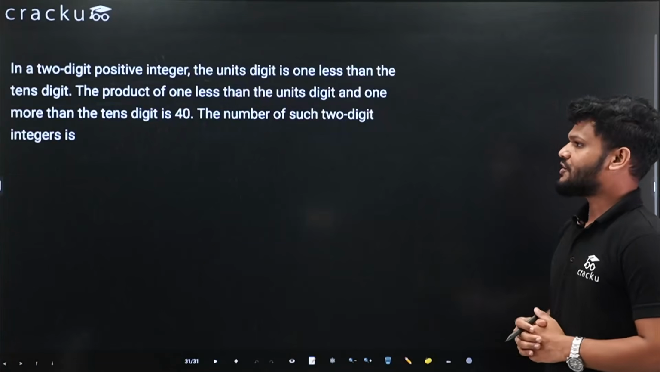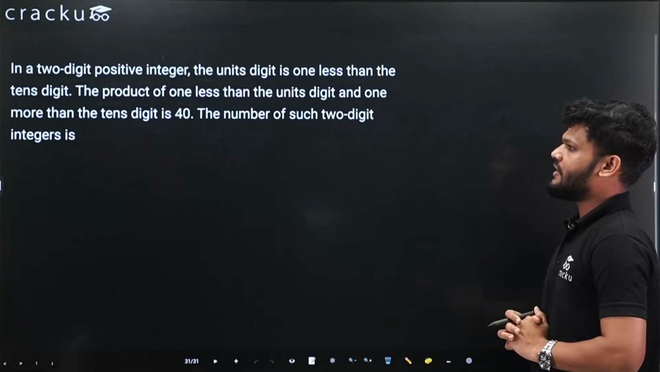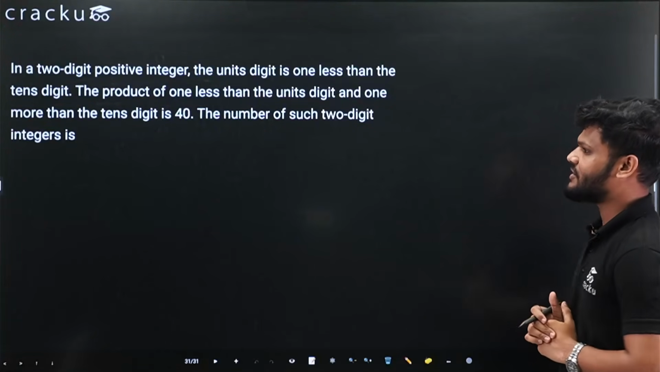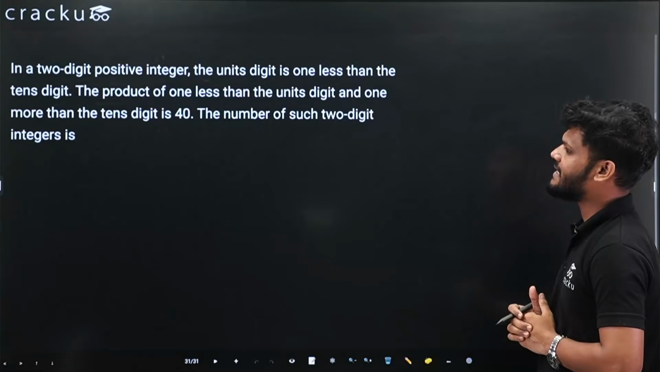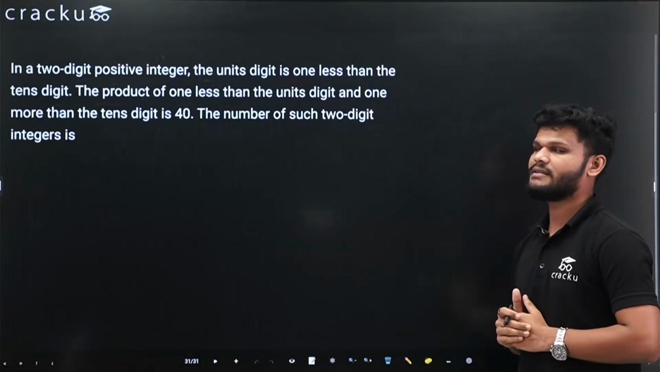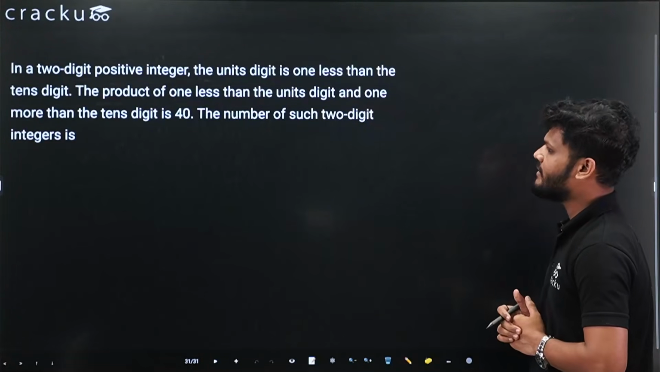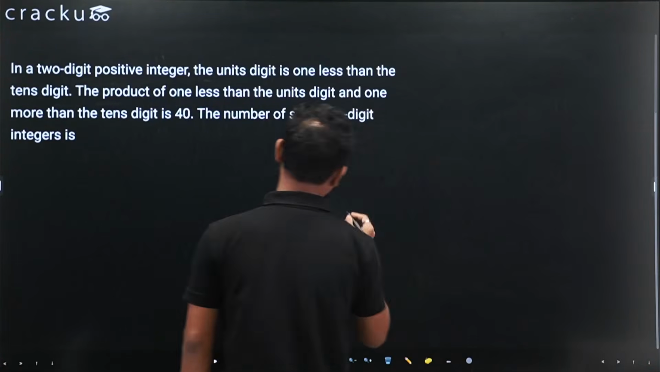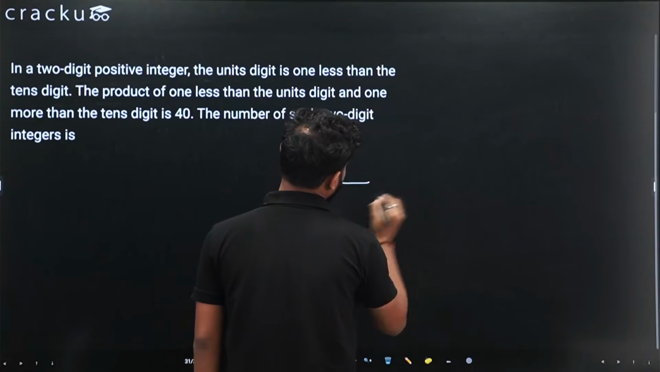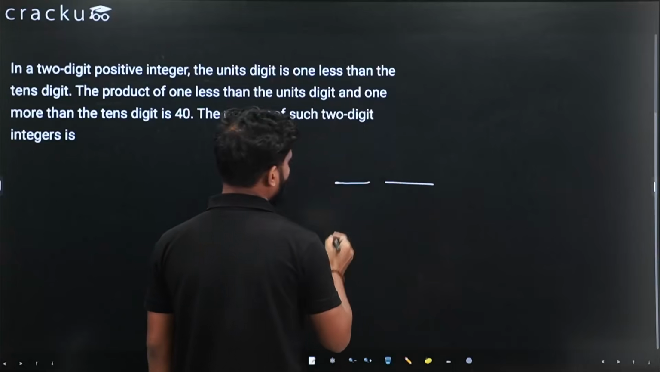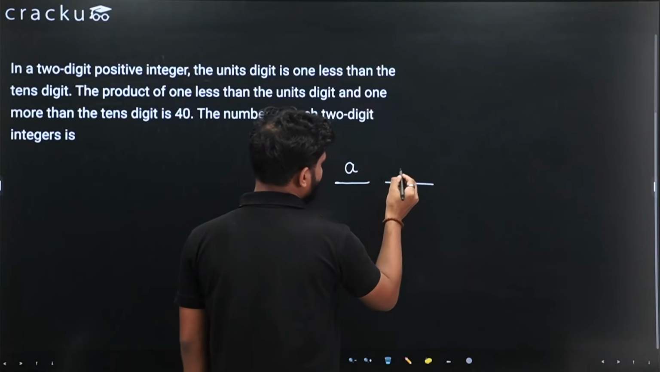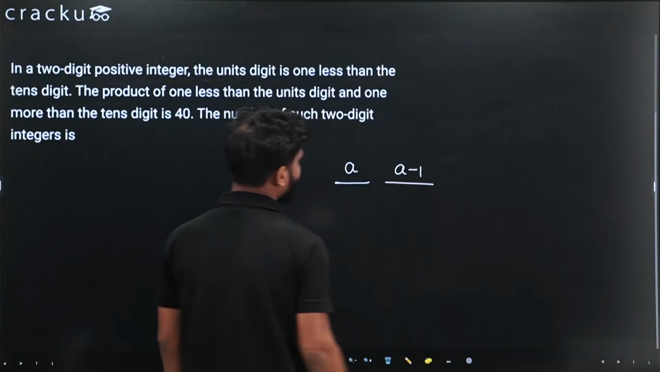Let us look at this question. In the 2-digit positive integer, the unit digit is 1 less than the tens digit. The product of 1 less than the unit digit and 1 more than the tens digit is 40. The number of such 2-digit integers is what? So you have a 2-digit integer. Its unit digit is 1 less than the tens digit. Let us say tens digit is a. So this will be a minus 1.